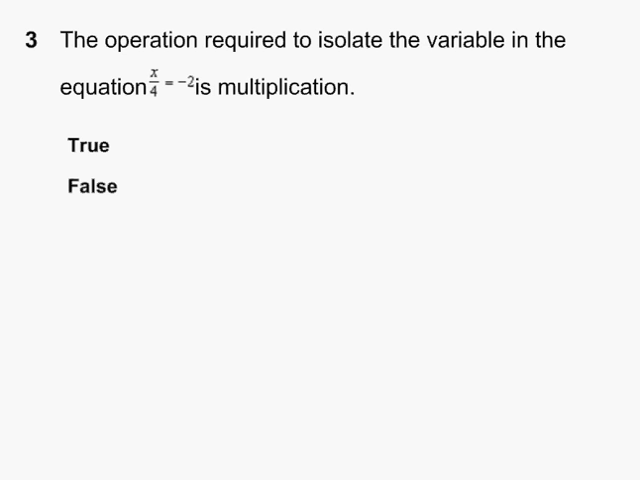What this really has to be interpreted as is x divided by 4. That's what this means as well. And if that's true, then the opposite operation is to multiply by 4. And therefore, I will multiply both sides by 4, which makes this true.